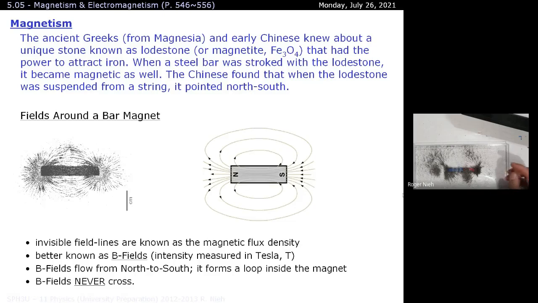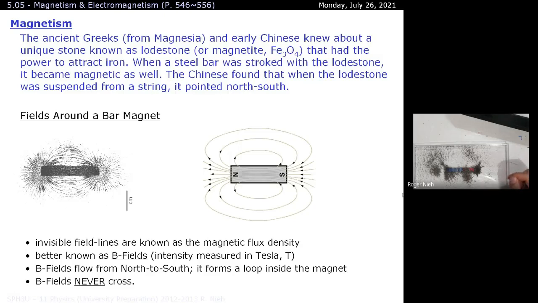However, we do know that magnetic fields interact with each other such that like poles repel and opposite poles attract. So there must be a direction with regards to these field lines. So the international standard that we go by is that we assume that the B fields leave from the North Pole, cycle all the way around, and return back to the South Pole. That's our international standard.